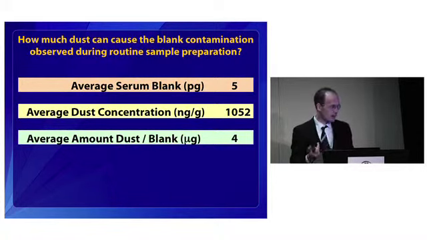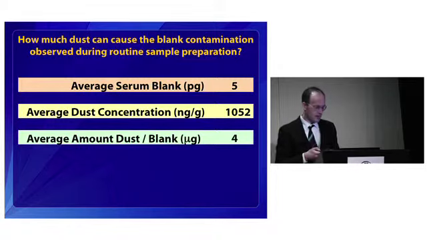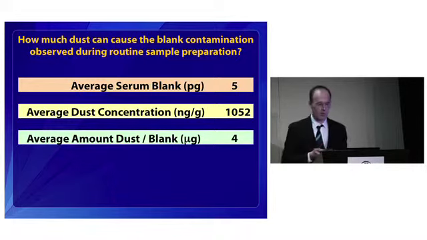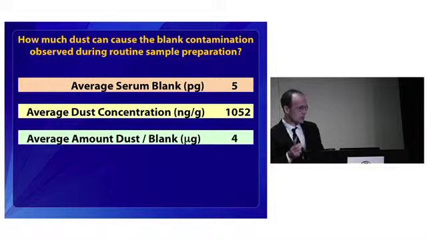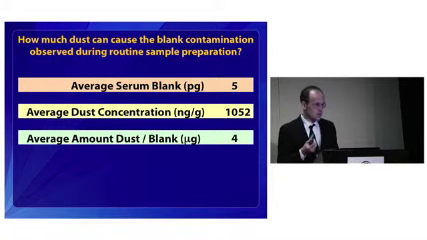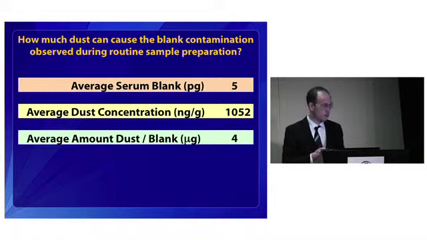If we compare this to indoor dust, we have about 1,000 nanograms of BDE-47 per gram of dust. So we calculate how much dust contamination we actually have in our blanks, and we take it to be about 4 micrograms of dust contamination in our blanks. So basically the equivalent of maybe a grain of dust in the sample. But this to a large extent comes from solvents and reagents, and not necessarily from the indoor environments, that we really are controlling for with our clean room.